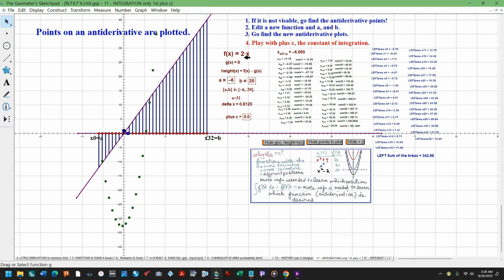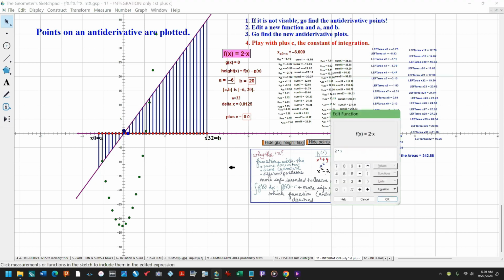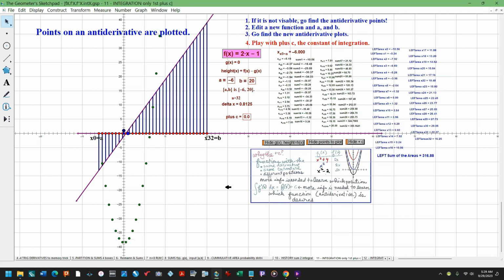And here's a line, y equals x. And here's a parabola. I got the parabola by summing the partitions. Let's change the line a little bit. Let's make it -1, just to change it a little bit. The curve changed a little bit. I still get a parabola.